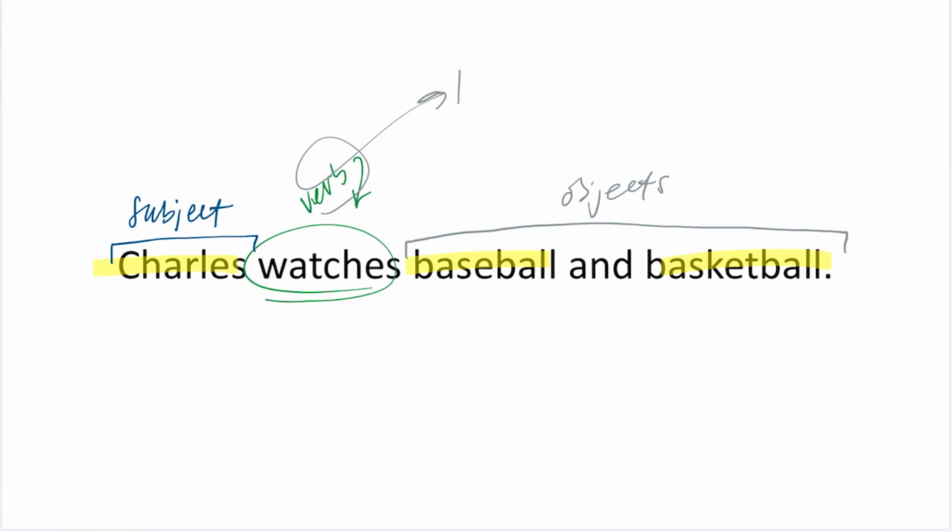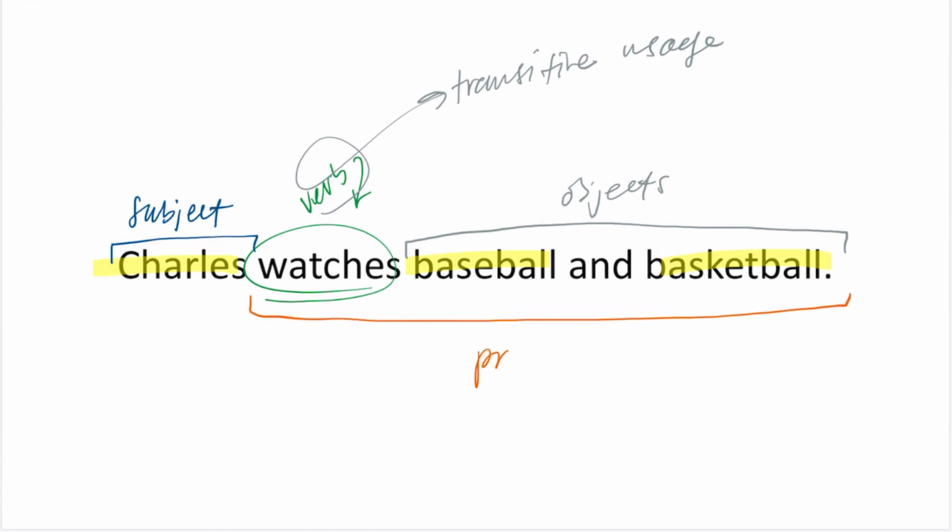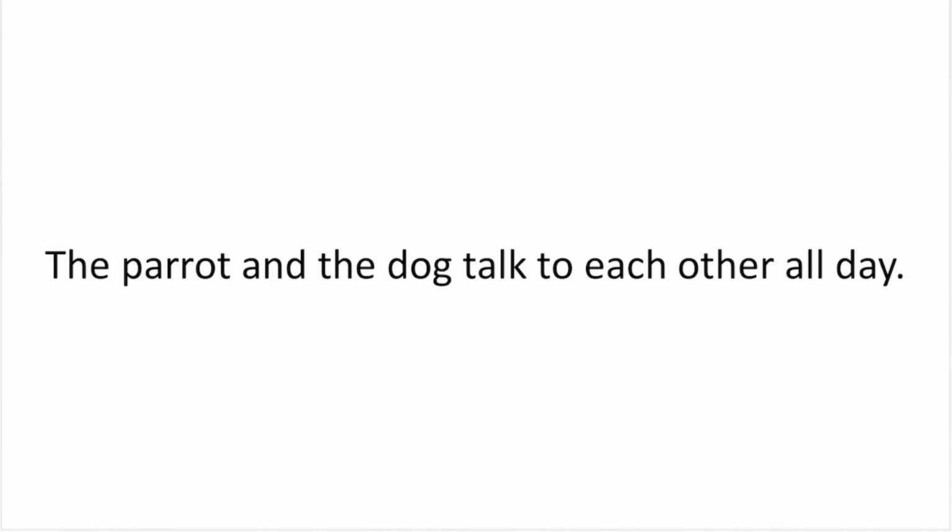Because Charles is watching baseball and basketball, and not just simply watching, we can tell that this is a transitive use of the verb. We also know then that watches plus baseball and basketball constitute the predicate that corresponds with the subject Charles. Charles watches baseball and basketball. A relatively straightforward sentence. Let's move on to something a little bit more complex.